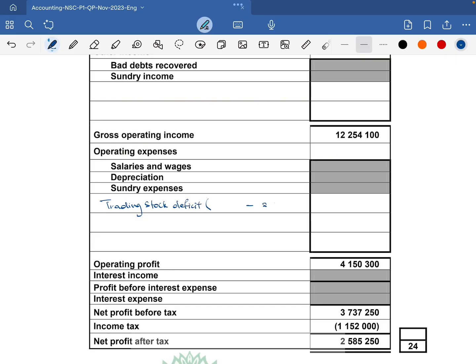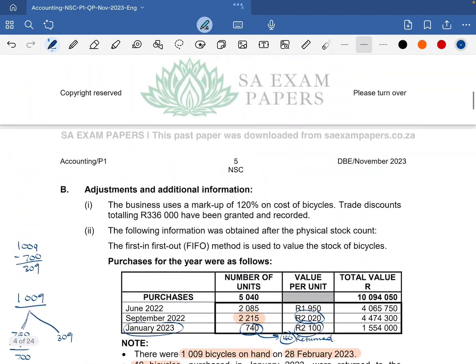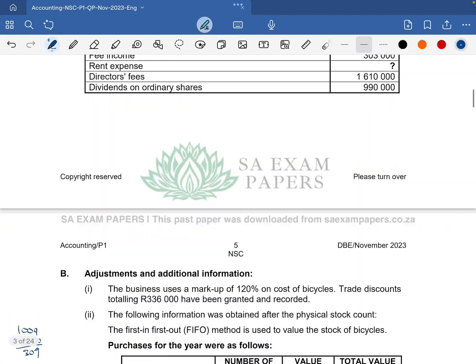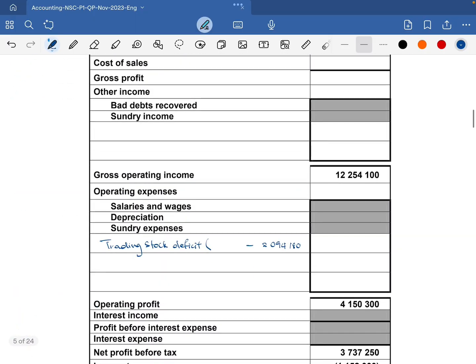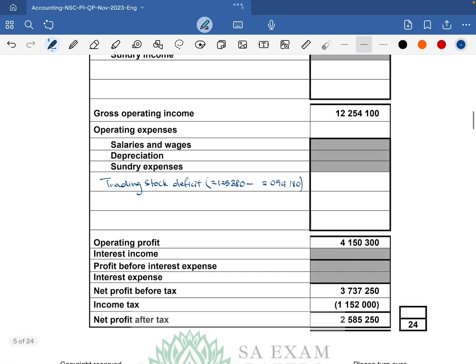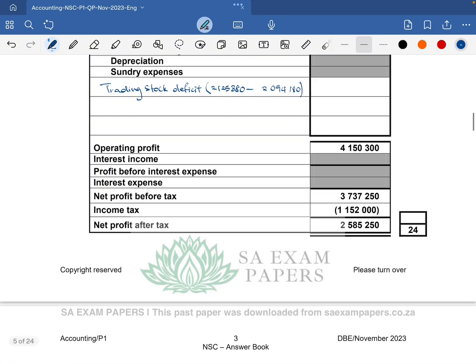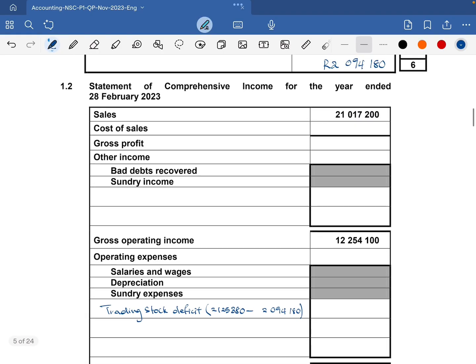So this other one is 2,094,180. Then let's quickly check what we had before. So it's 2,125,380. Okay, so remember that whenever you're completing your statement of comprehensive income or your statement of financial position, take it as a puzzle. You don't necessarily have to complete it in order, but you just have to work as the information that you're given is concerned and in that order.